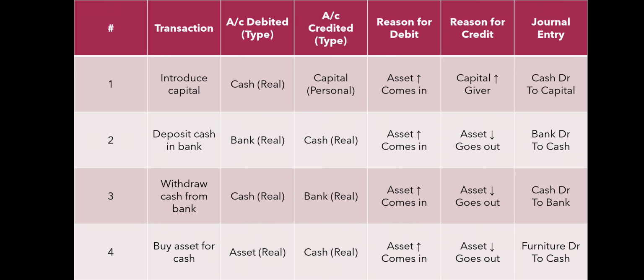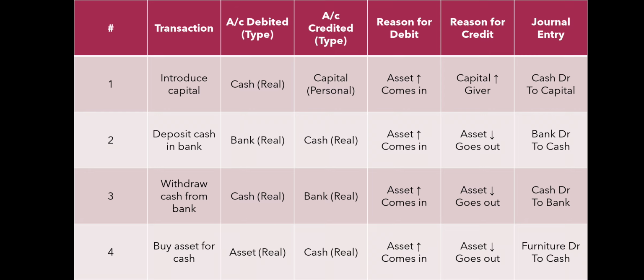Then we'll start with the actual journal entries. Which account will be debited and which account will be credited, what is the reason behind debiting and crediting those, and the actual journal entry, we will learn. So first one: introduce capital, or you commence your business. The journal entry is the same in both cases. Your cash will be debited and your capital will be credited.